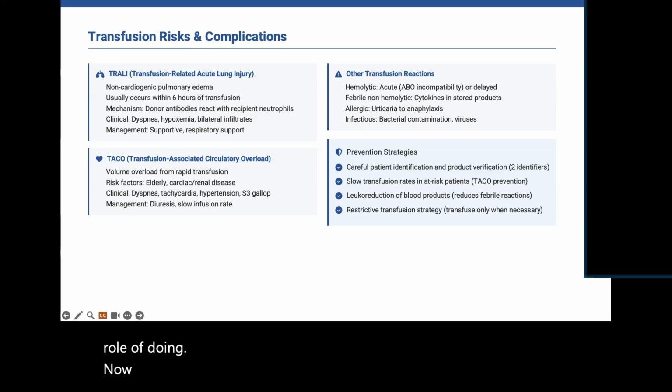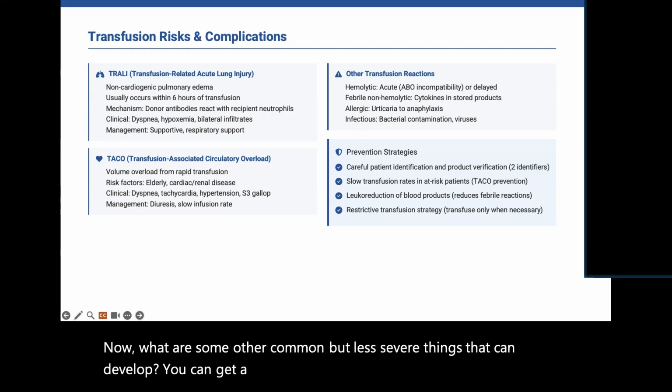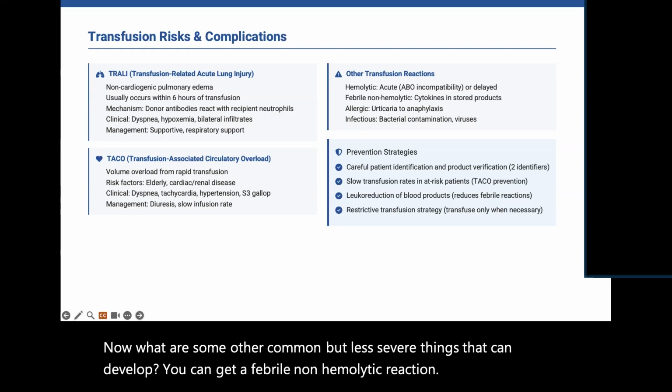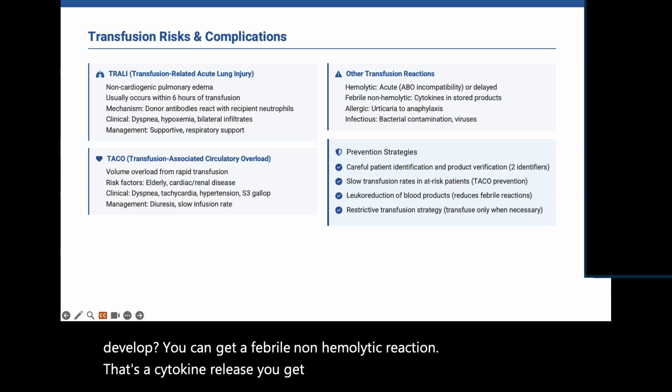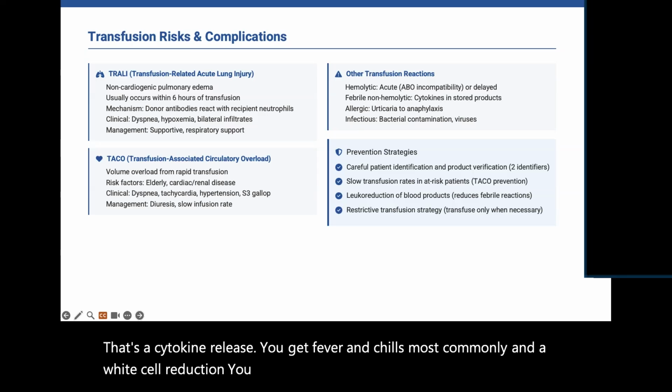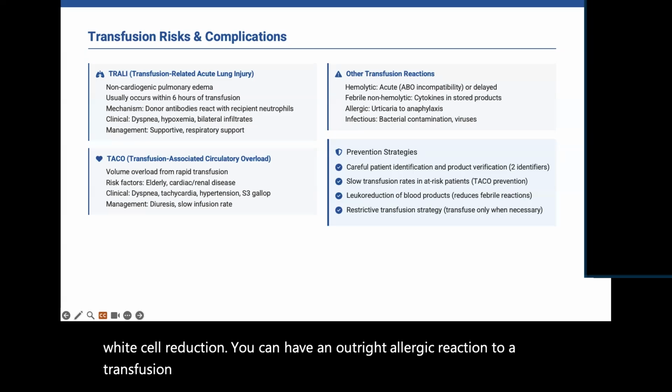Now, what are some other common but less severe things that can develop? You can get a febrile non-hemolytic reaction. That's a cytokine release. You get fever and chills most commonly, and a white cell reduction. You can have an outright allergic reaction to a transfusion: hives, itching, usually mild.